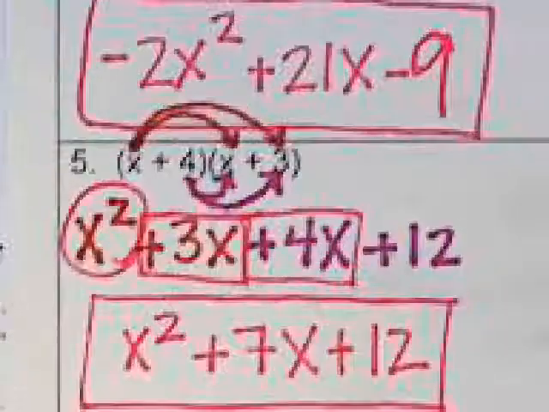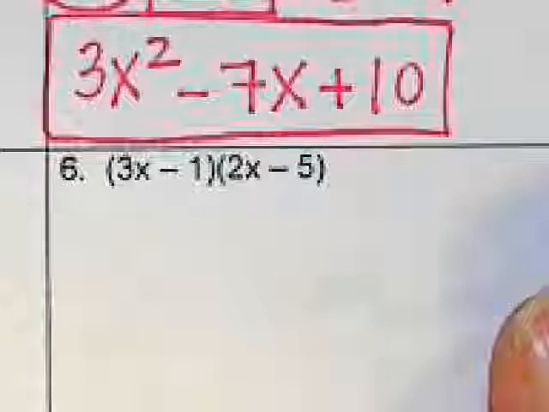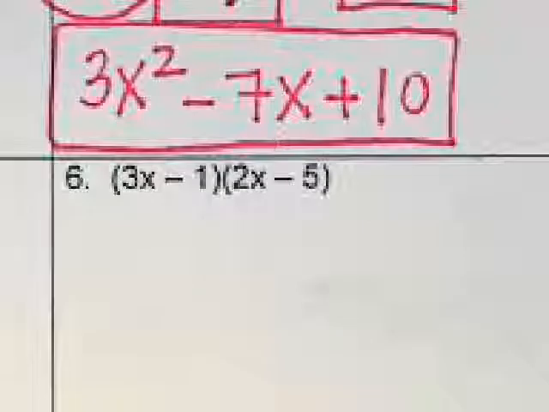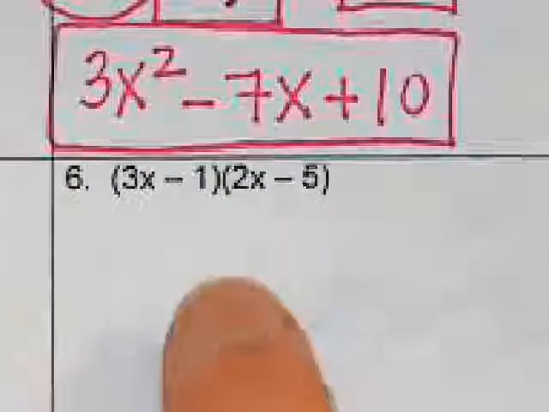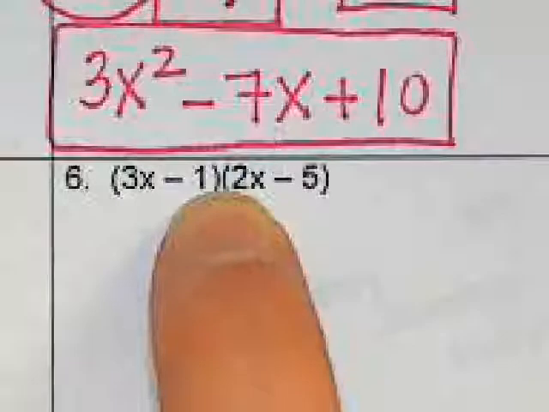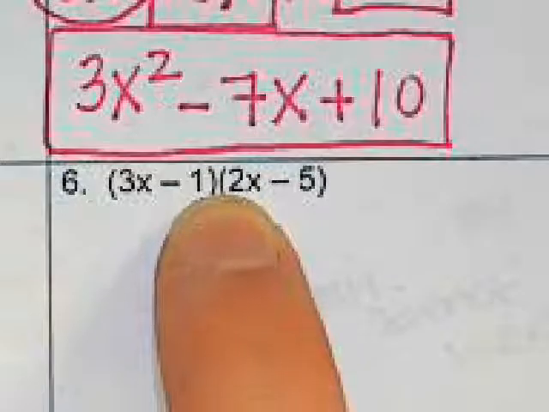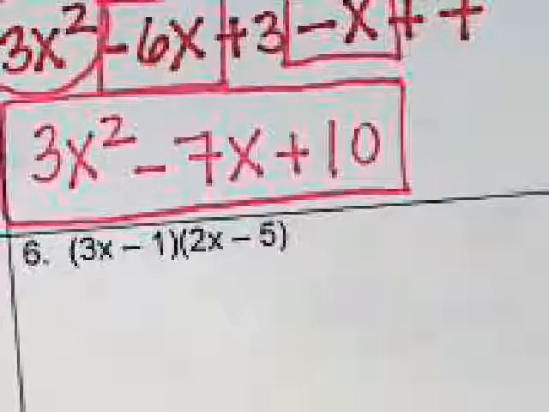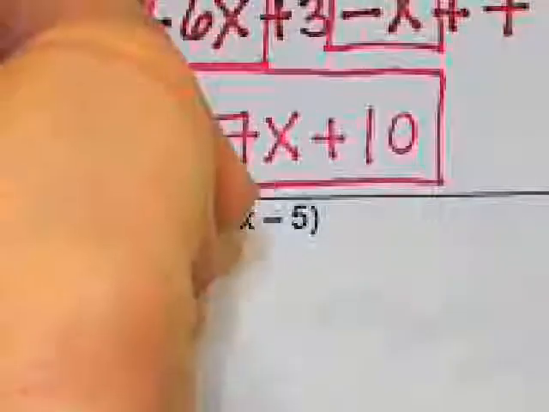Okay, number 6. Am I going to double distribute on this one? Yeah. How do you know? There's no sign. Good. The parentheses are touching with no symbol. That means that we're going to be multiplying. And when you multiply, we distribute. So start with your first number, 3x. And where do I draw my arrow to? The 2x. So 3x times 2x.